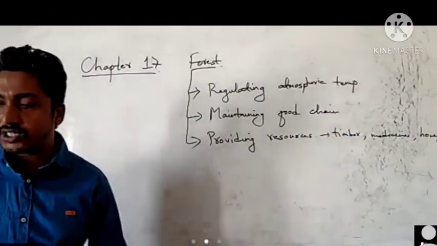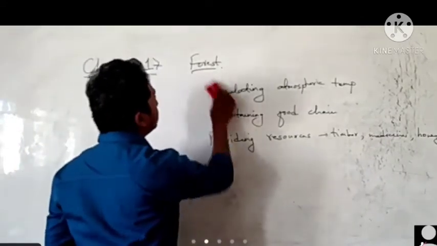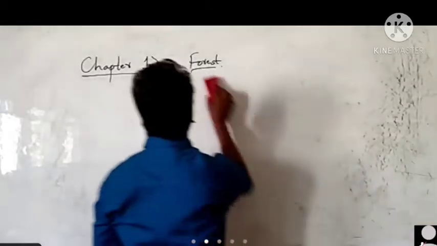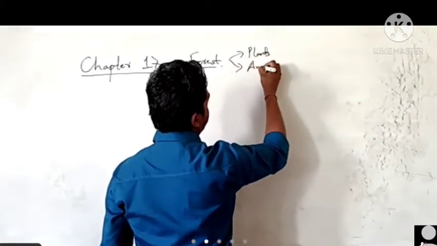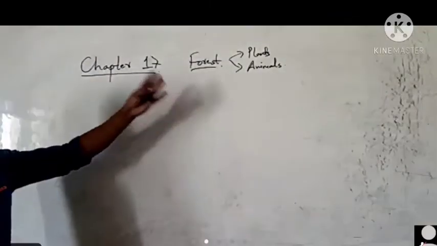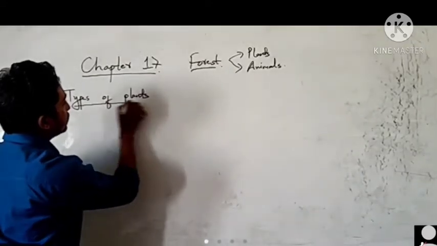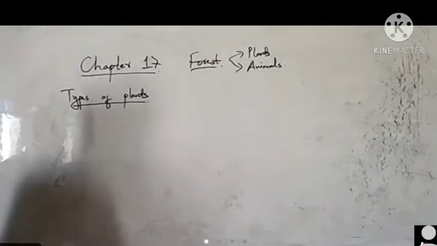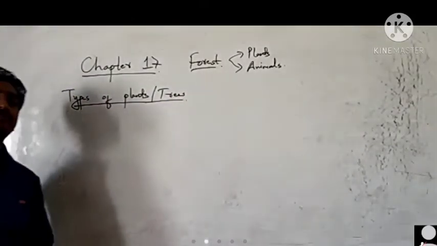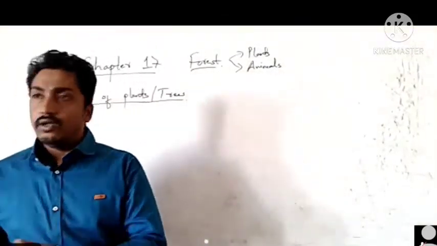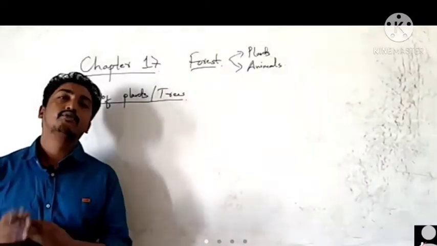So today we will be talking about types of plants and trees in forest. As we all know, forest constitutes both plants and animals. First of all, we will talk about plants, types of plants and trees in forest. As we all know, varieties of plants and trees are there in the forest, and a few varieties are common to all places, but a few are most peculiar to forest.